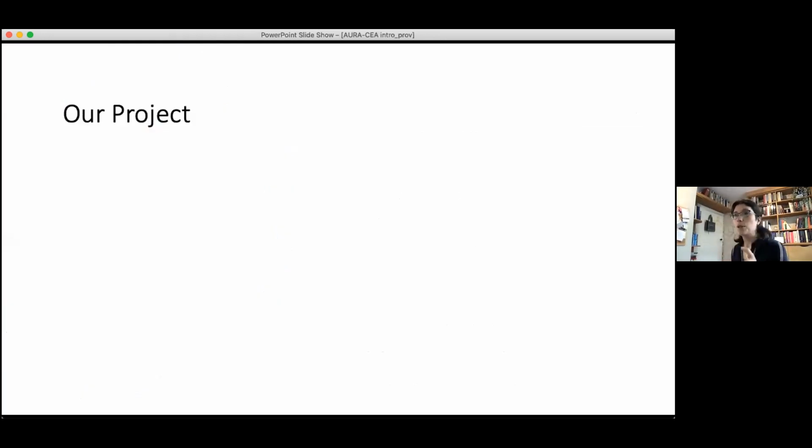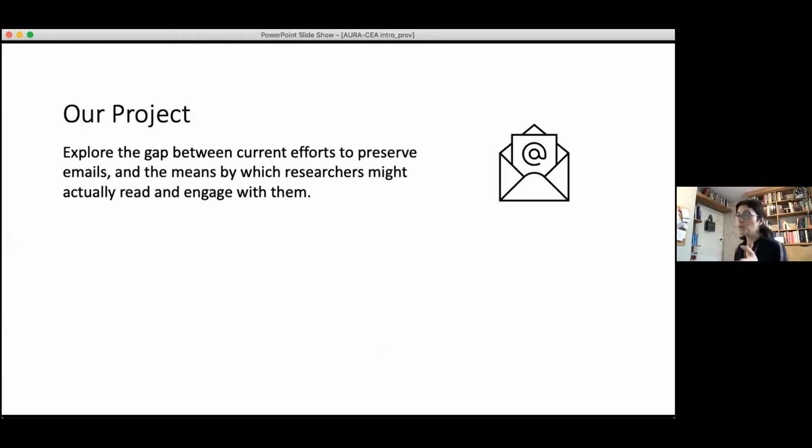So what are we doing in our project? Essentially, what we're interested in is really the gap between what is currently being done to preserve emails, and there's quite a lot of activity around that. So present day archives, I think there's a lot more happening on email that will make them accessible in the future. But we are also wondering about the email archives like the one we're working with, which should be accessible now, but are not, because there are lots of problems with using them. There are not really any tools available at the moment to use them effectively.